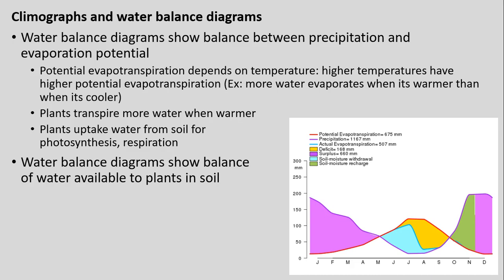So meaning both evaporation, we can think of if you're out on a hot day, generally, that's why you oftentimes go to the pool, right? And to cool off, that water evaporates off you a lot faster when it's warmer than when it's colder. Also plants transpire more water when it's warmer generally. And plants, especially when it gets warmer, need to be uptaking more water from soil for their processes of photosynthesis and respiration. So water balance diagrams show us the balance of water available to plants in the soil over a given time span. And so we'll come back to this here in a little bit.